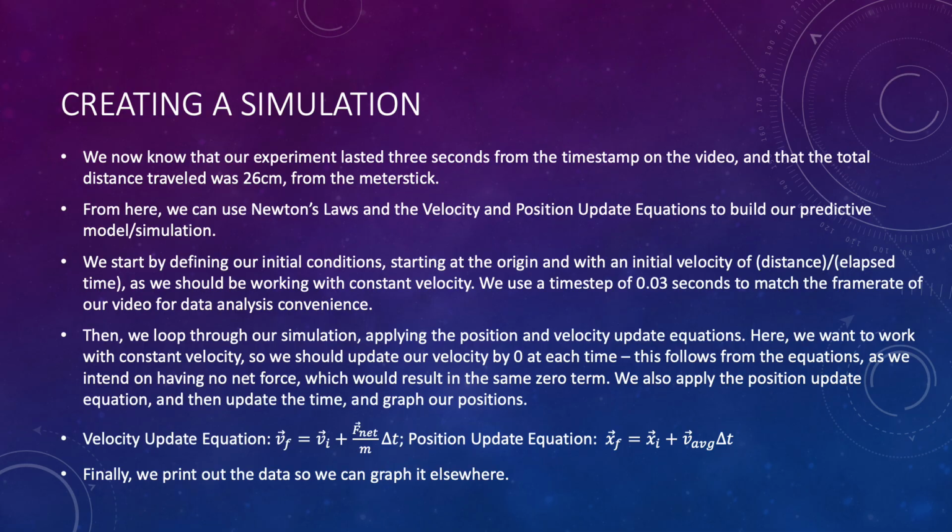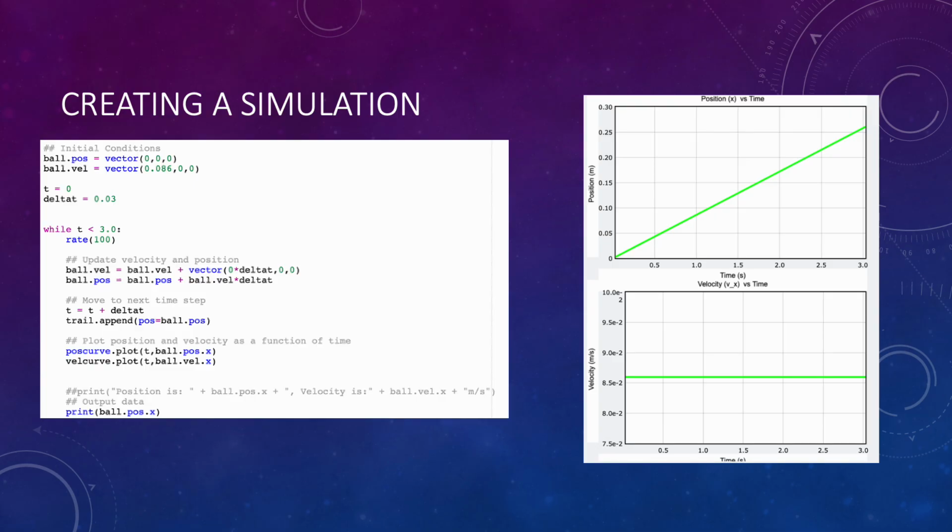From our position update equation, we add the v average, which is equal to the constant velocity, weighted by the time step. Finally, we're going to print that data out so we can review it and graph it elsewhere. Here we can see the code, which matches all the things that I've just said out loud, and the sample graph that resulted from our code.